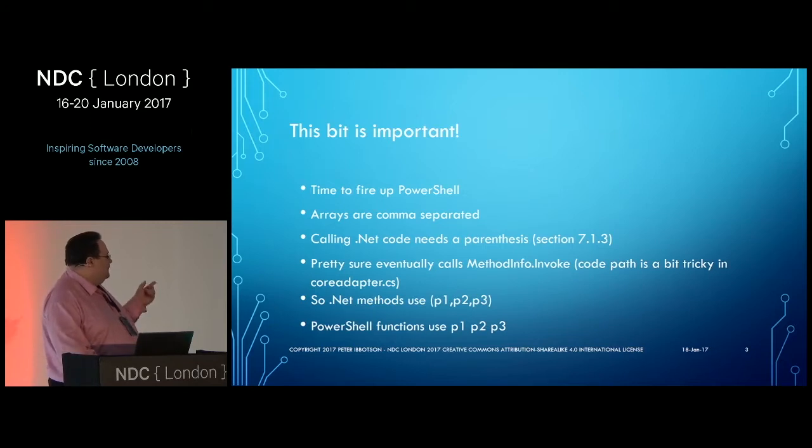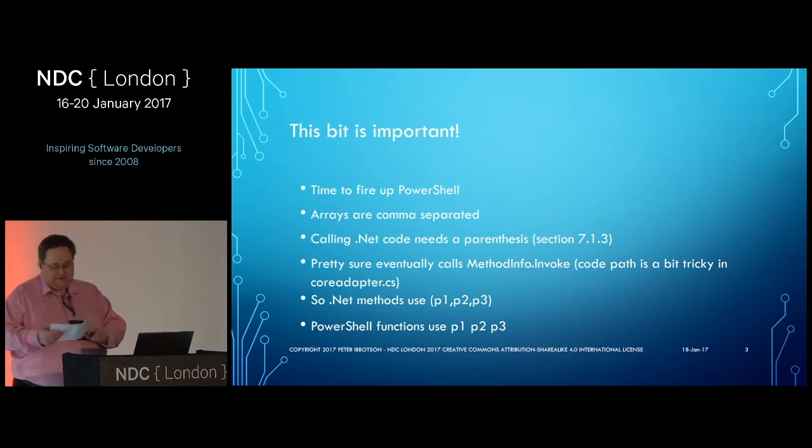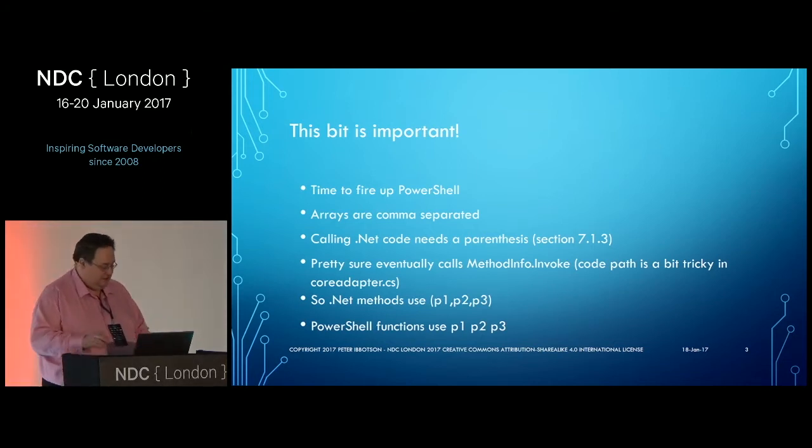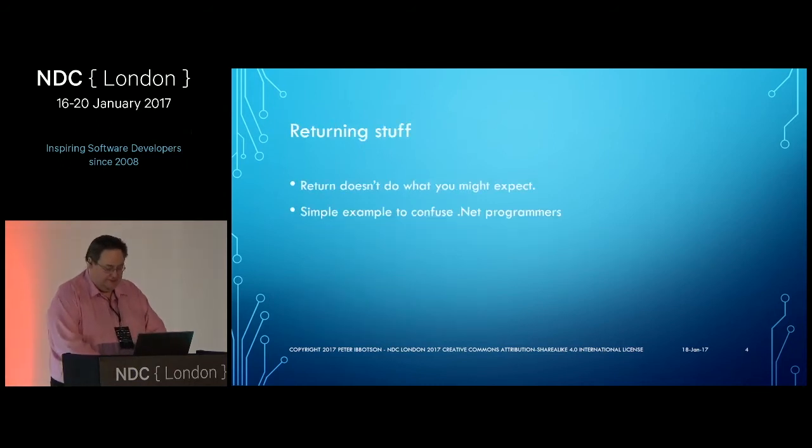So in summary, .NET methods, put brackets, put commas in. PowerShell stuff, basically stick a load of spaces in. Okay, so on to the next slide. Returning stuff. Well, that doesn't do what you might expect. So here I'm just going to go to a simple example.